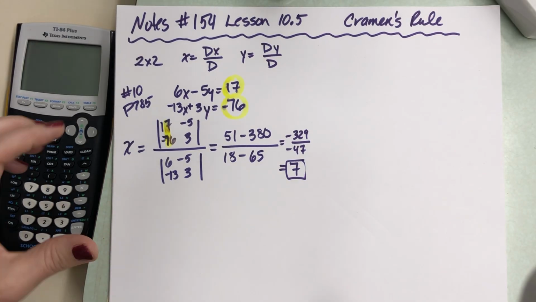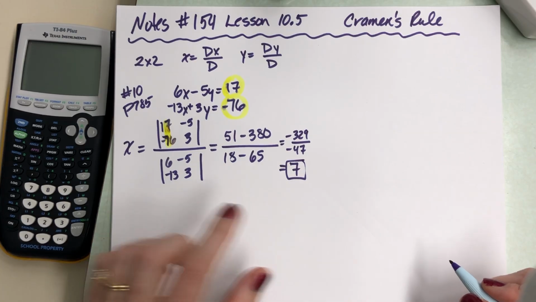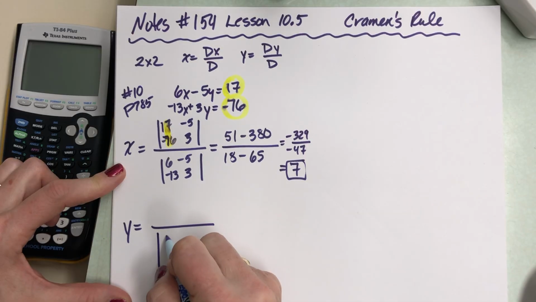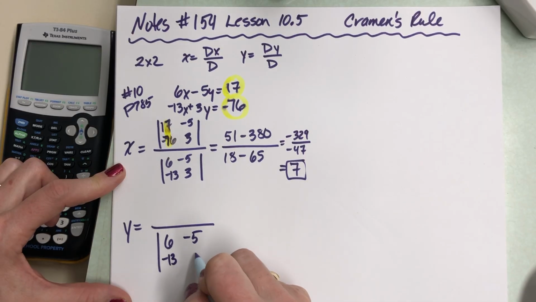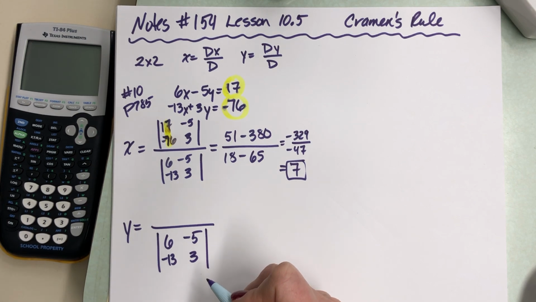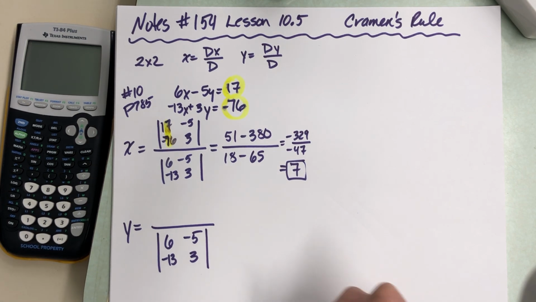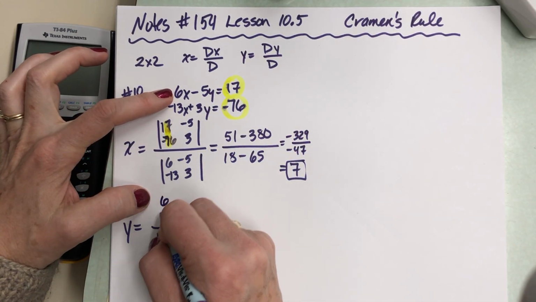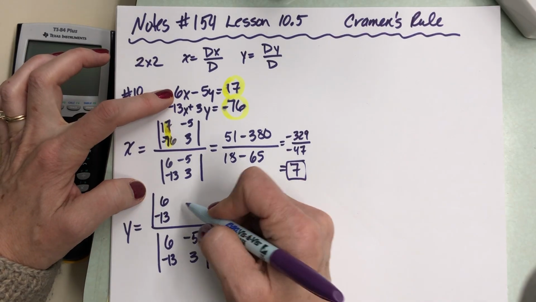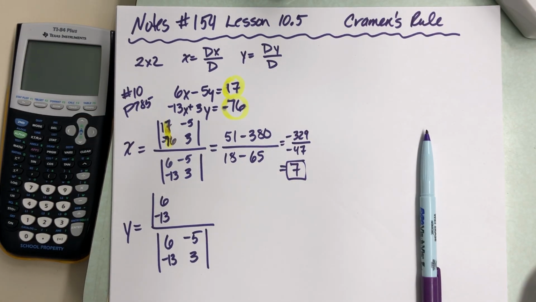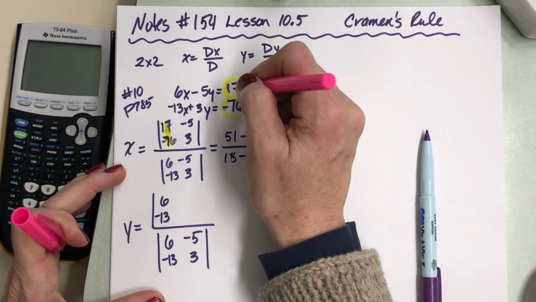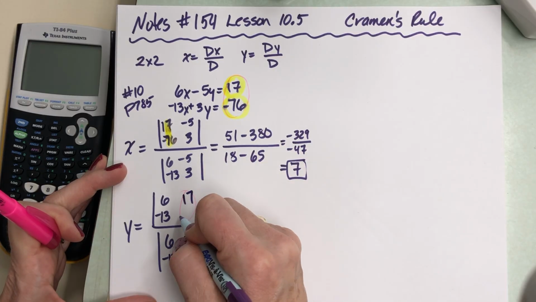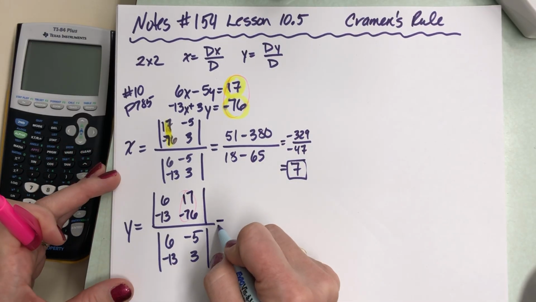That's fabulous. Now our job is to find what y is equal to. We're going to do the same thing. My denominator is going to stay the same: the 6, the negative 5, the negative 13, and the 3. I'm going to leave that the same. In the numerator, I'm going to write the 6 and the negative 13, but because now I'm solving for y, I'm going to put the values 17 and negative 76 in the y column. And my job is to find the determinant.